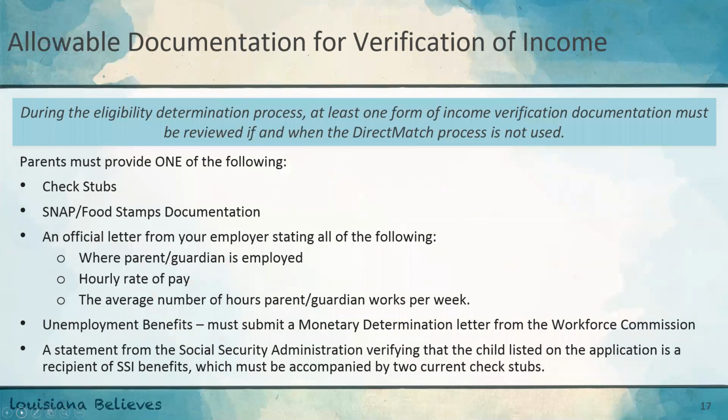This documentation could be check stubs, current food stamp or SNAP benefit information, an official letter from their employer, which includes where they're employed, their hourly rate of pay, and the average number of hours that they work per week. A monetary determination for unemployment benefits, a statement from the Social Security Administration verifying that the child listed on the application is the recipient of SSI benefits, which would also be accompanied by 2 check stubs if the person is also working.